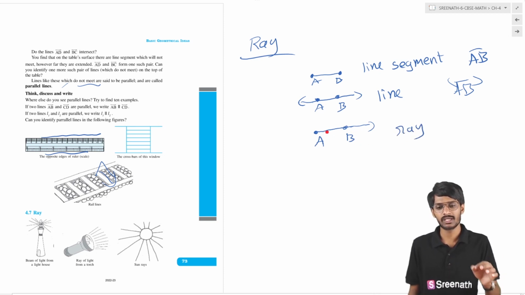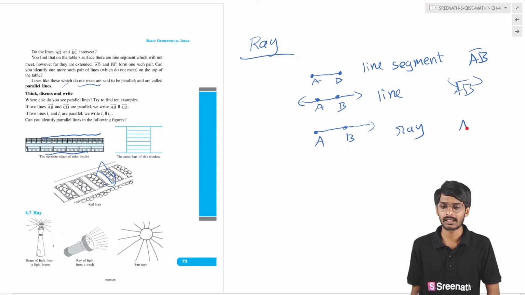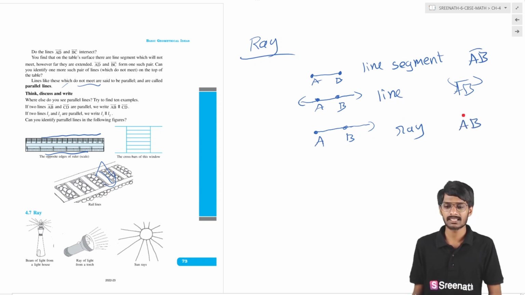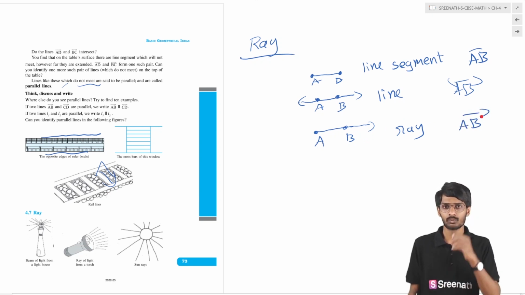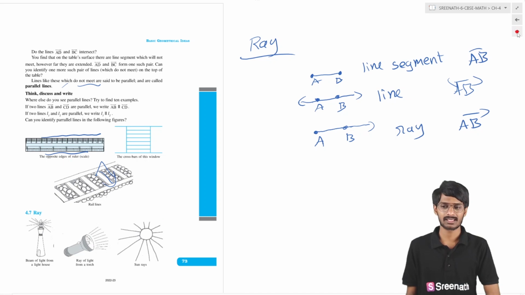So what does a ray mean? For a ray, the initial point is fixed and the other end goes on extending. We represent the ray as AB bar. So if we put an arrowhead on one side only, we call it a ray. If you put arrow marks on two sides, it is a line. If there are no arrowheads, then it is a line segment, students. So it starts at one point and goes on increasing to the other side.